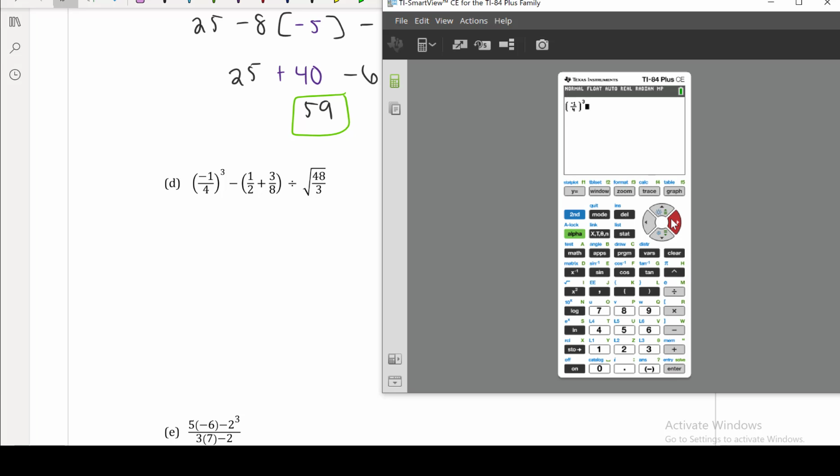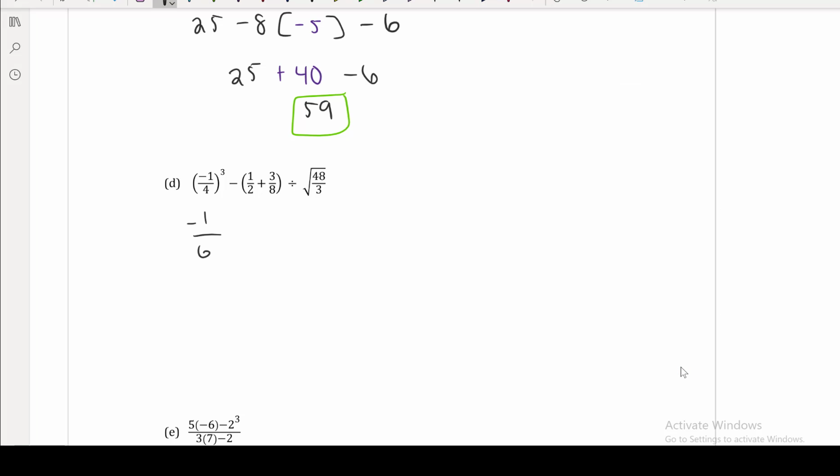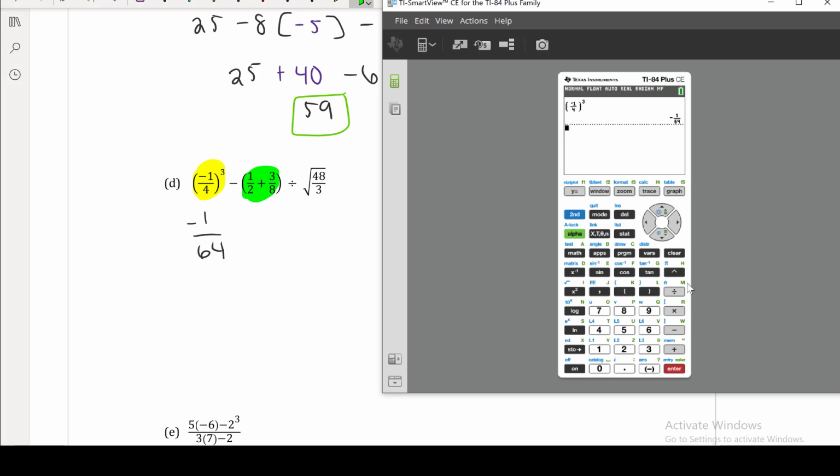And now I'm going to go ahead and do the rest of it. So it's going to be a minus, or actually, let's just do one thing at a time. So if I have that -1/4 to the 3rd power, I'm going to get a -1 over 64. So I just dealt with this. So now the next part, I want to deal with this addition part. So I'm going to go ahead and bring up my calculator again. And I guess it's a subtraction. So actually, let's just leave that there.